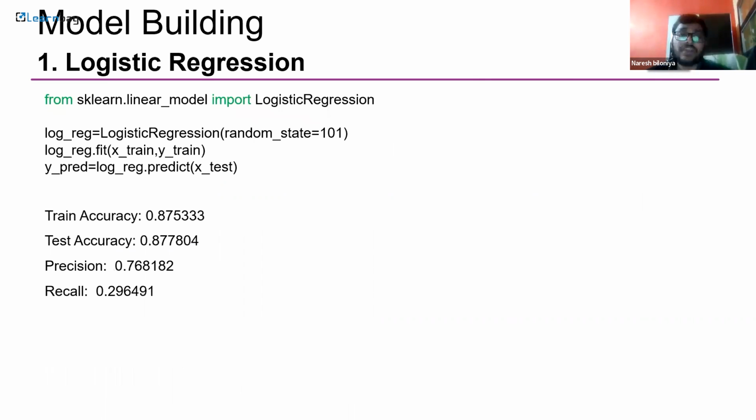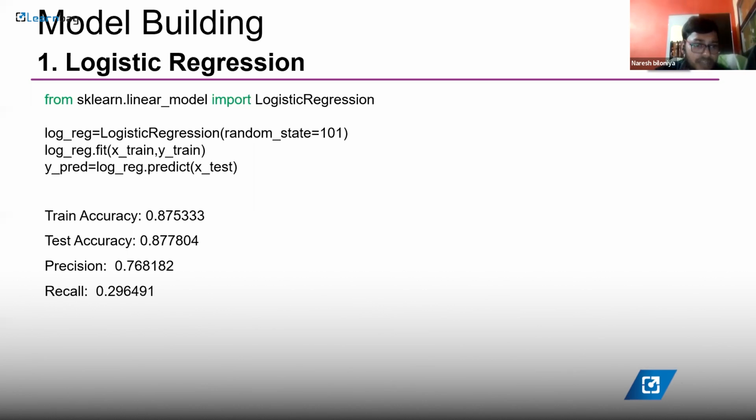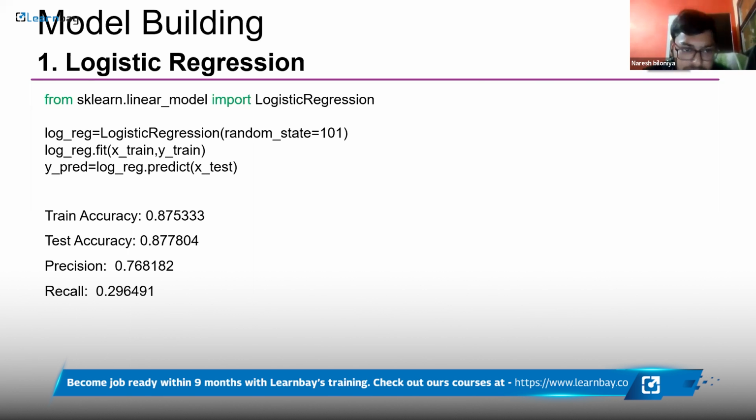And then we apply our logistic regression. In logistic regression, we can see that we are getting a training accuracy of 87% and a test accuracy of 87.78%. Precision is quite good, but recall is very low, and here we need to focus on recall. So we are not going with this model. We are going with another model, because here recall is very low. We will understand what these terms are.